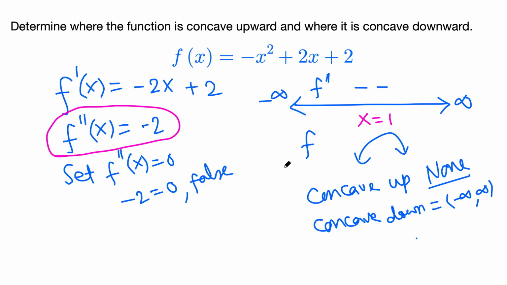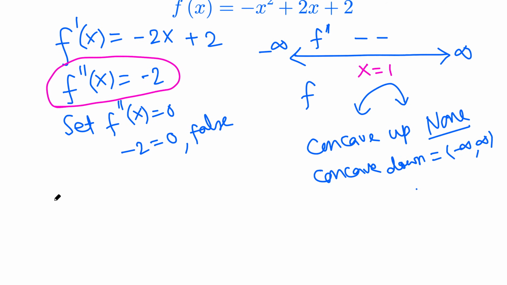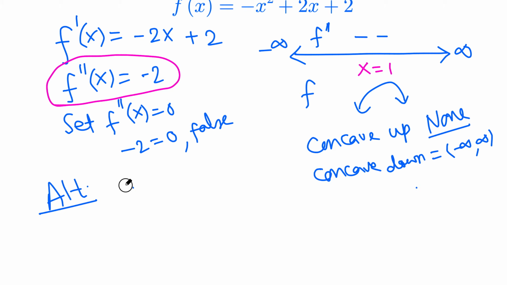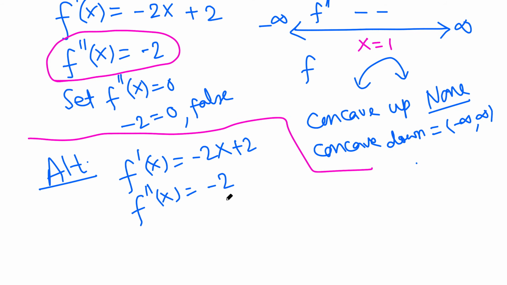By the way, this is it, but you don't have to even do this work, because after we find the second derivative, let me show you an alternative way. We saw the first derivative, that's negative 2x plus 2. Okay, and find the second derivative, which is negative 2, and this is independent of x. I mean, there is no x involved here.